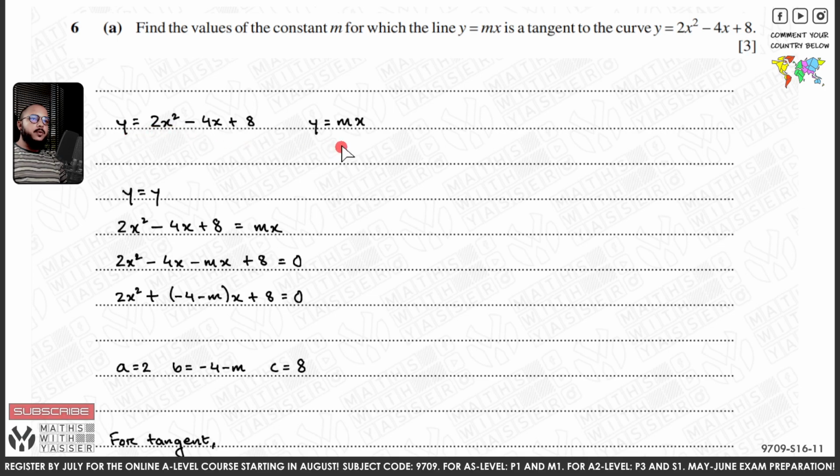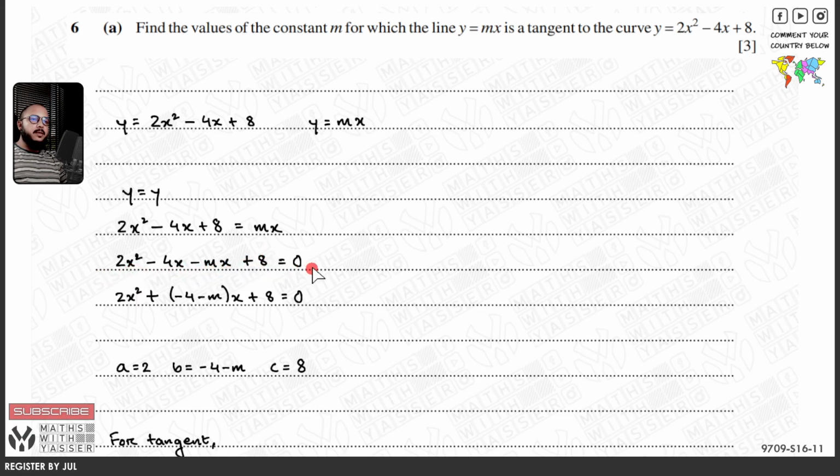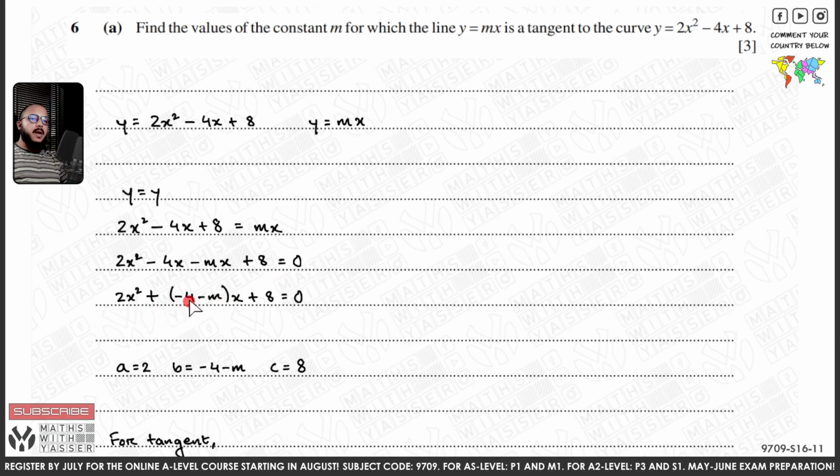So these are the two equations and we need to equate them since they are meeting. So y equals y, that means 2x square minus 4x plus 8 equals mx. And we bring everything to the left hand side. So 2x square minus 4x minus mx plus 8 equals 0. So 2x square plus (minus 4 minus m), I'm figuring out the coefficients of x only, which gives me minus 4 and minus m, plus 8 equals 0. So if I compare this with the quadratic equation, which is ax squared plus bx plus c, that means a is 2, b is negative 4 minus m, and c is 8.